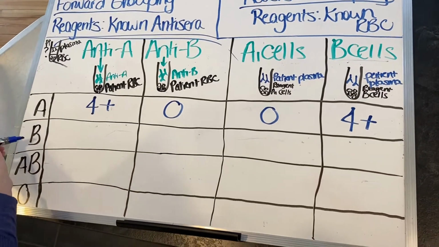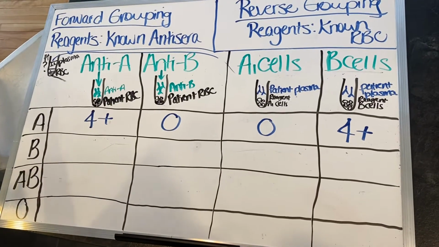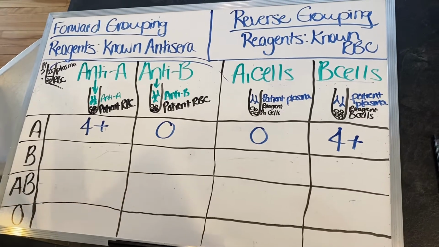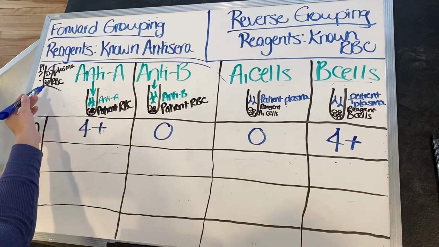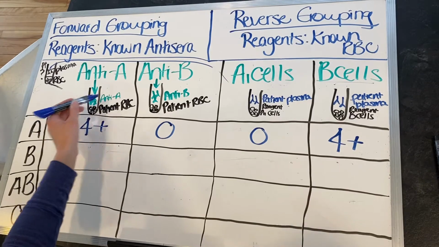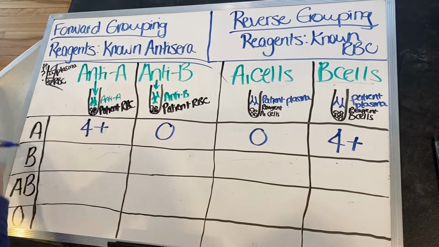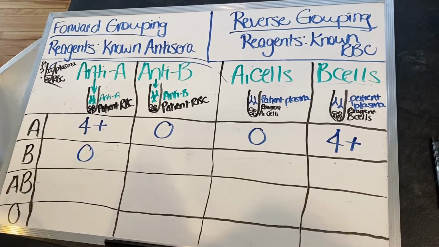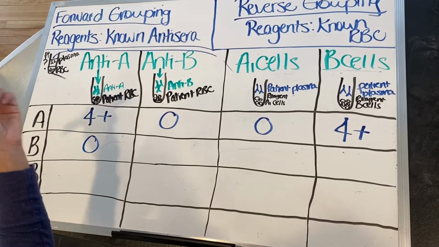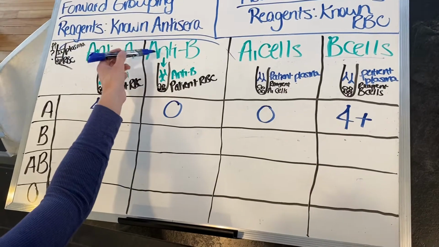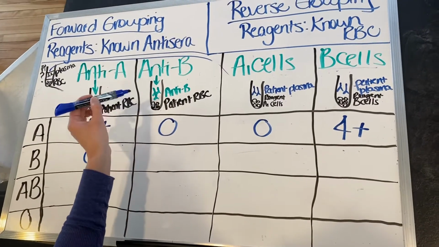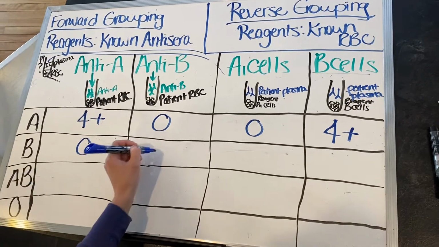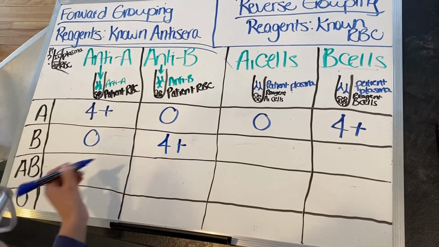Okay, so group B. We know that a group B individual has B antigens on the red cell surface. So when we take their red cells and add them to anti-A and anti-B, B antigens should not react with an anti-A reagent, so you should see a negative result there. If you take those same red cells and mix them with anti-B, those B antigens on the red cell surface should react with anti-B antisera, so you'll see a 4+ in that tube.